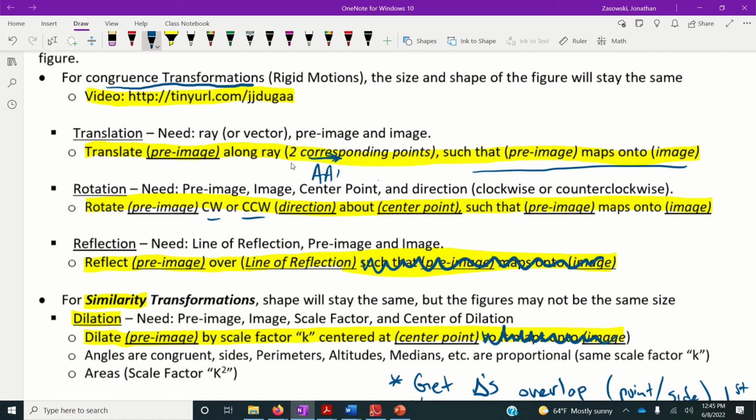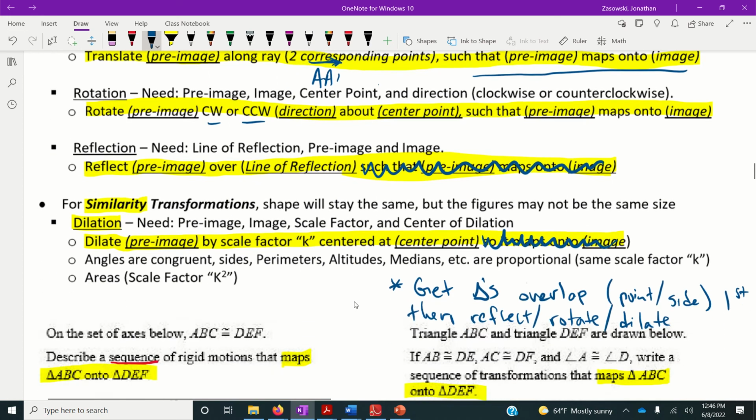When we rotate, we're going to rotate some shape around either clockwise or counterclockwise around a point. Make sure you write out and not abbreviate on the exam. And then same thing, so that it maps onto what? For a reflection, you just need to say that you're reflecting a certain shape over a line. You don't have to end with the so it maps onto part.